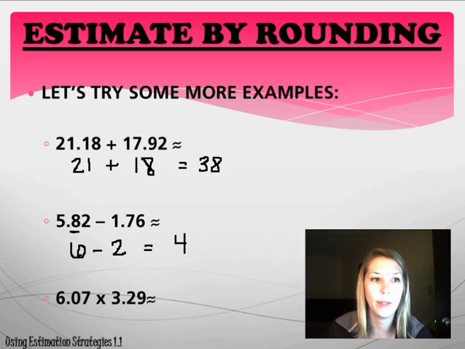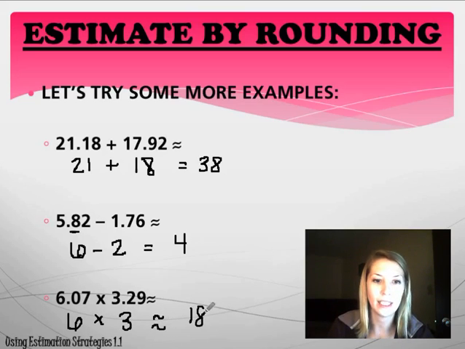I want you to go ahead and take a moment to do this last one on your own. I'll give you a moment to do so. Alright, if you rounded 6.0726, you are correct, and you multiplied that by 3, you are also correct. So that would be approximately 18. 6 times 3 equals 18. Great job. So we already went over a form of estimation with decimals, and that was rounding.